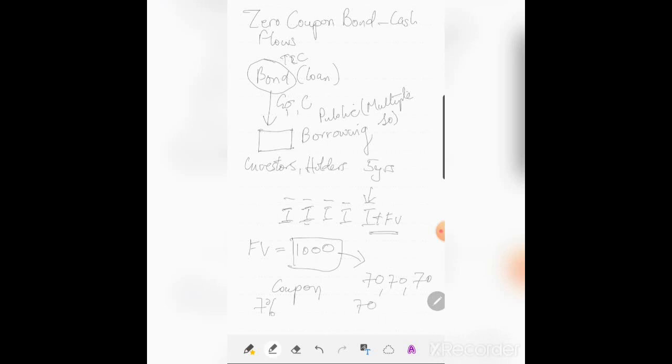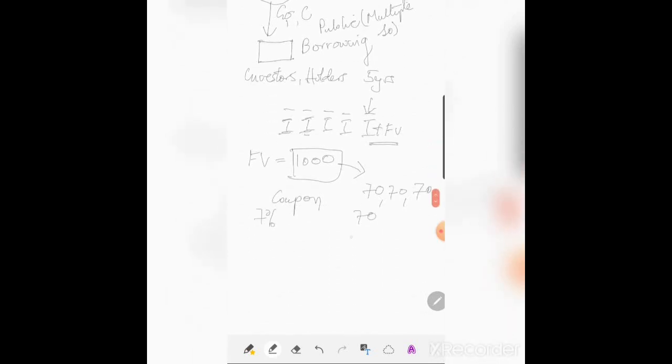So at each year you receive 70, and a face value of 1,000 is received at the end of 5 years. So the payment wise, 70 will be received after the first year, 70 after the second year, 70 after the third year, after the fourth, and 1,070 after the fifth year. Now these are the inflows that are going to come.